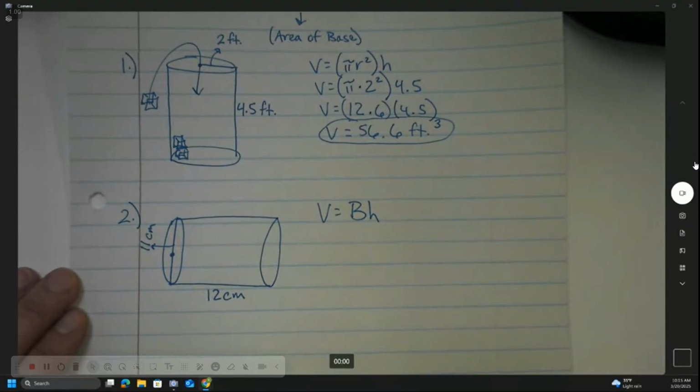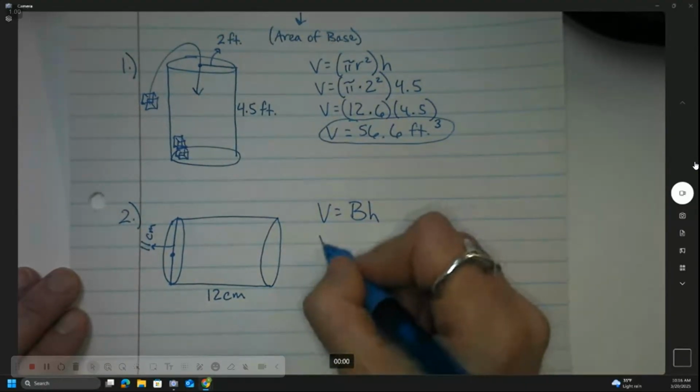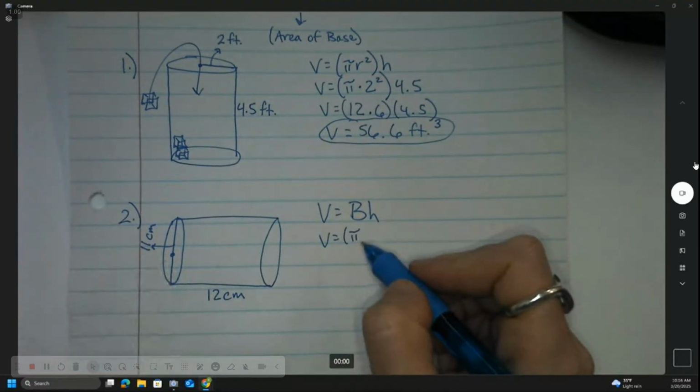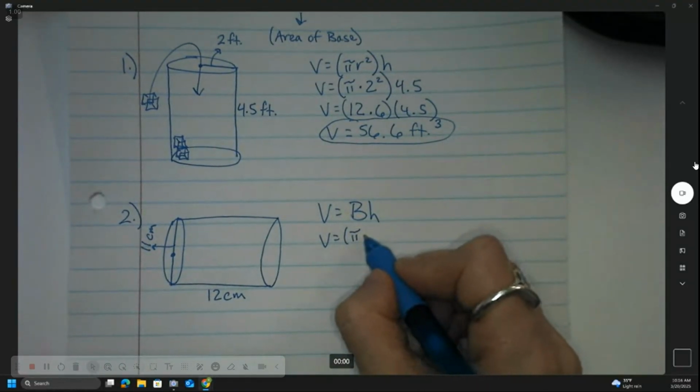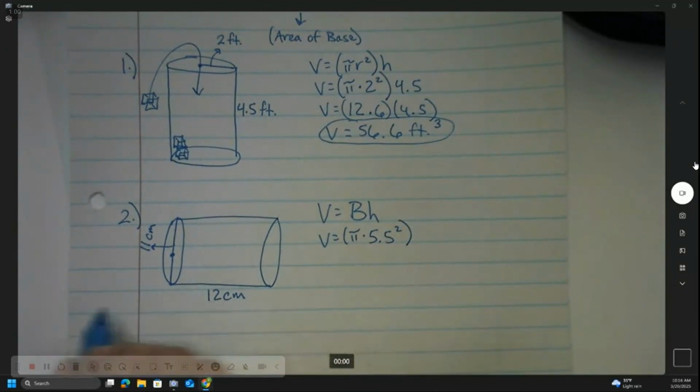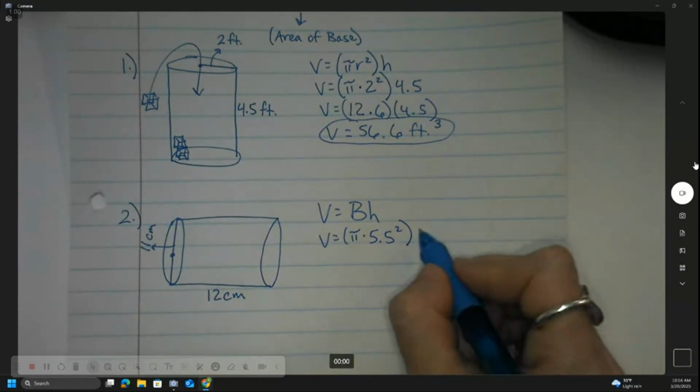Again, we're using that big B times H, and that big B means the area of the base. The base is a circle, so we have to use pi r squared. So pi times the radius. Well, what's half of 11? That's 5.5. So 5.5 squared times the height of the whole cylinder, which is 12.